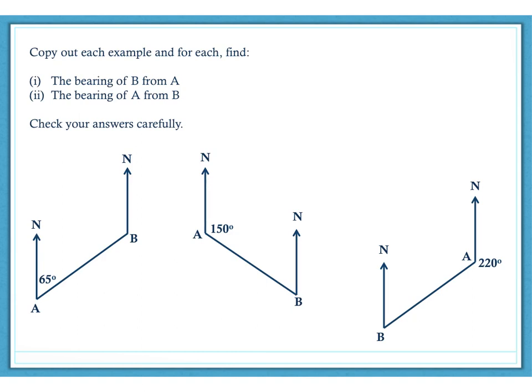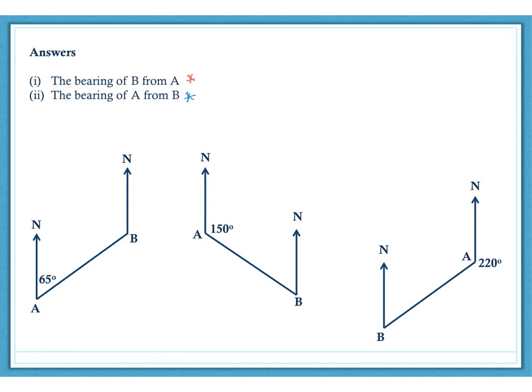Now it's your turn. For each example, find the bearing of point B from A and then the bearing of point A from B. You can pause the video at this point and the answers will come up shortly. So we're going to run through the answers. For part 1, the answers of the bearing of B from A will be in red, and for part 2, the bearing of A from B will be in blue.